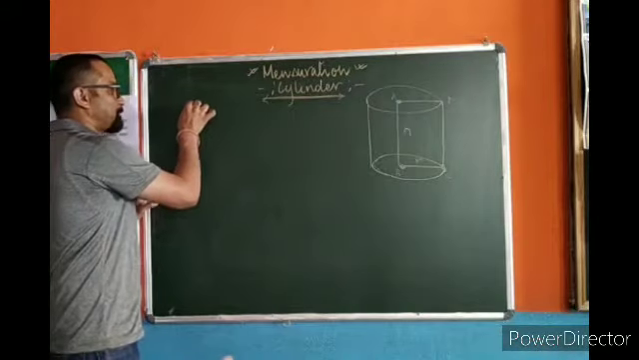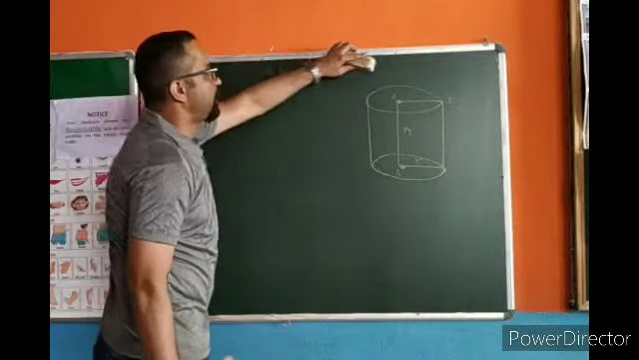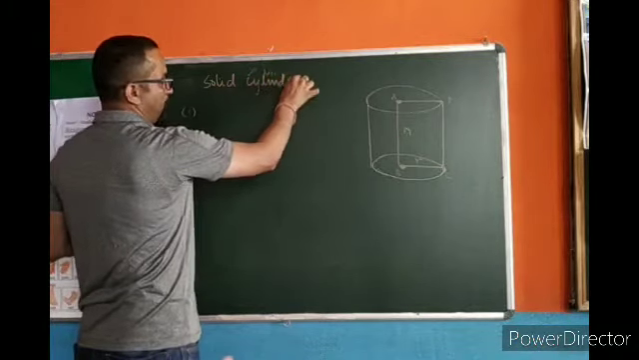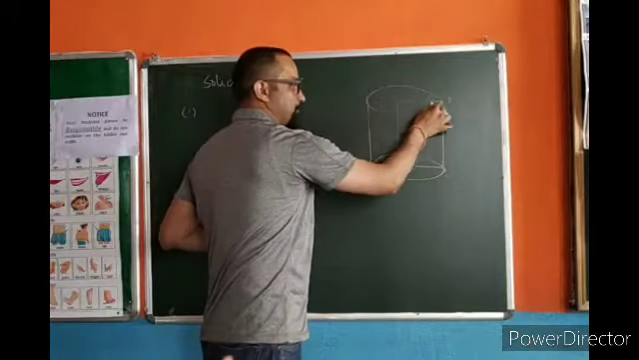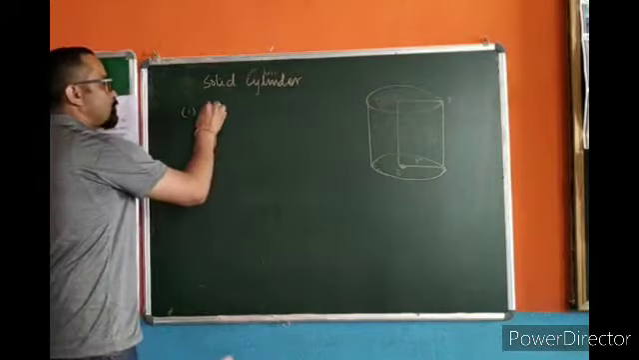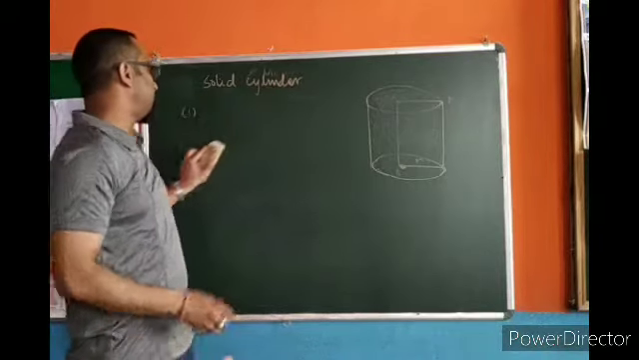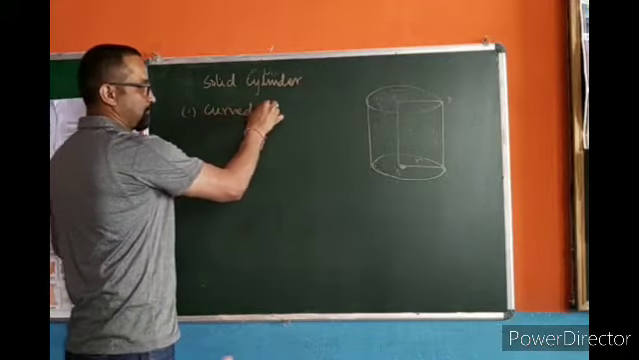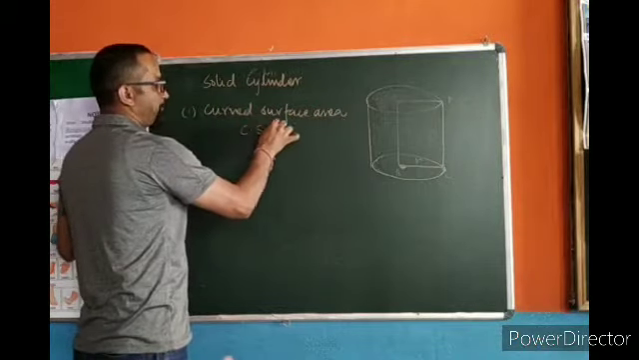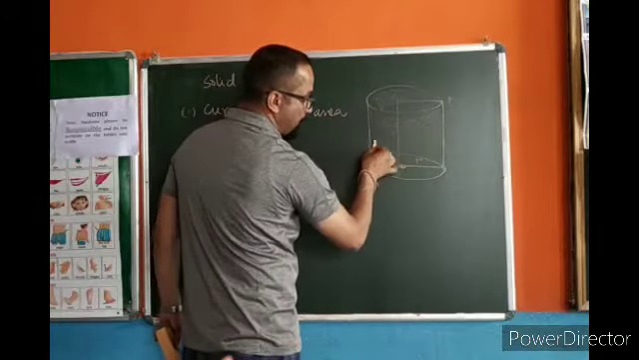The first type, we consider it as solid cylinder. Solid cylinder means you have everything compact, solid. First one is curved surface area, which is written as CSA, and curved surface area means this entire curved path we need to calculate.